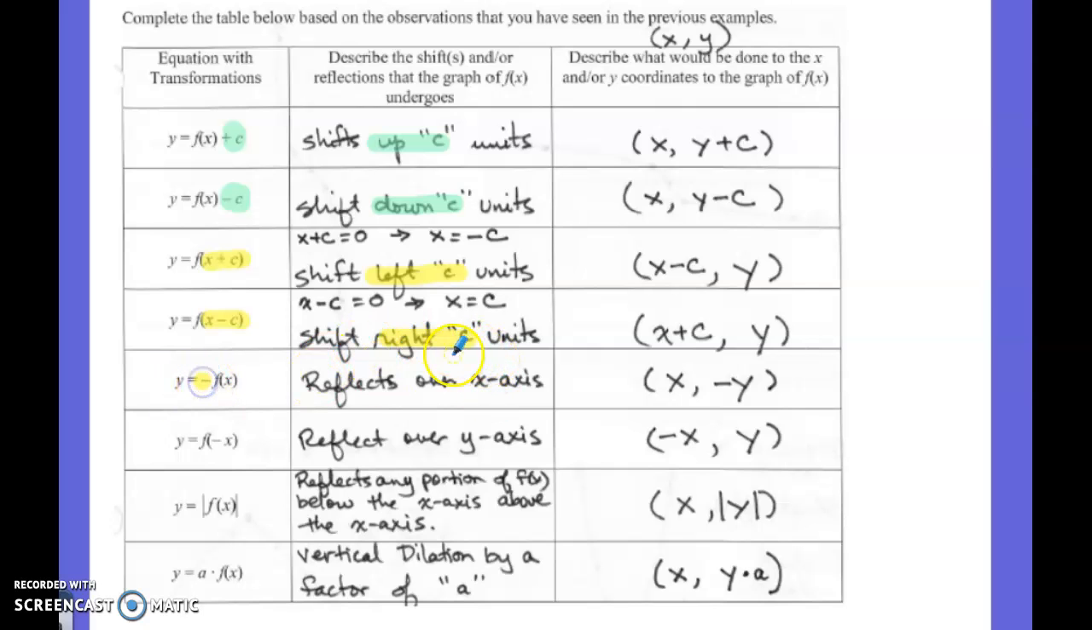A negative in front reflects over the x-axis. I don't think we'll have any of these ones where we reflect over the y-axis. The book is not very difficult. I meant to change colors. Let me change colors now. And then we might have a few of these other things. But the big things are up and down, left and right, and reflecting.